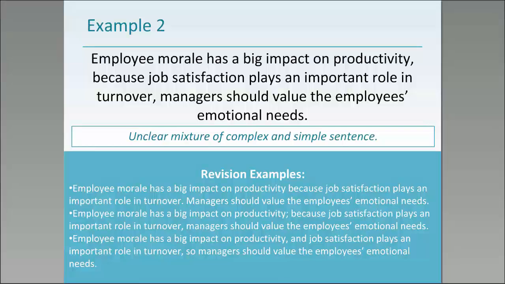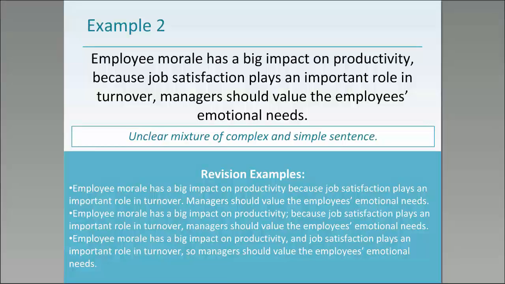And so this is where, as a writer, you get to make that decision and show the reader where the ideas are connected. So for example, in number 2, employee morale has a big impact on productivity, semicolon. So kind of a pause in the idea. Because job satisfaction plays an important role in turnover, comma, managers should value the employee's emotional needs. And then the third example is to use those coordinating conjunctions to show how these ideas are connected. Employee morale has a big impact on productivity, and job satisfaction plays an important role in turnover. So managers should value the employee's emotional needs.